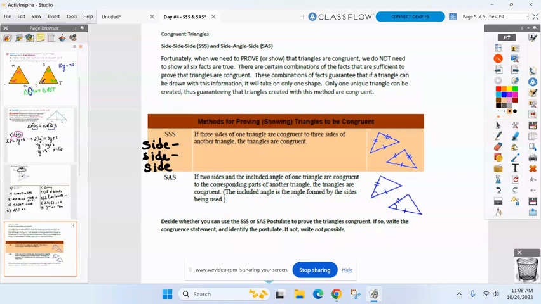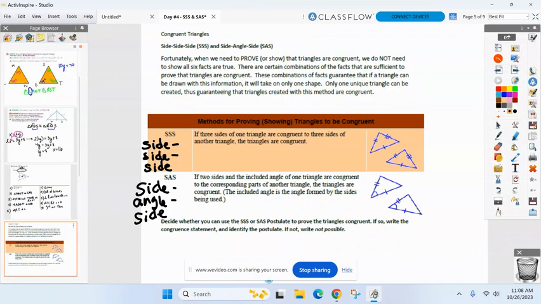Second method, I'm going to go a little slower on this one because it's a little bit different. SAS, abbreviation for side, and what do you think the A means? Angle, side. So let's talk about this. Does that mean if I have two sides and an angle, they're congruent? No, it does not. Listen carefully. Notice where I've placed the A. Where's the A in SAS? In between the sides. So that's where your angle has to be.